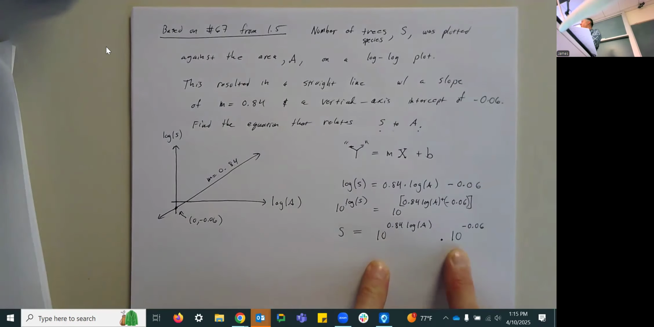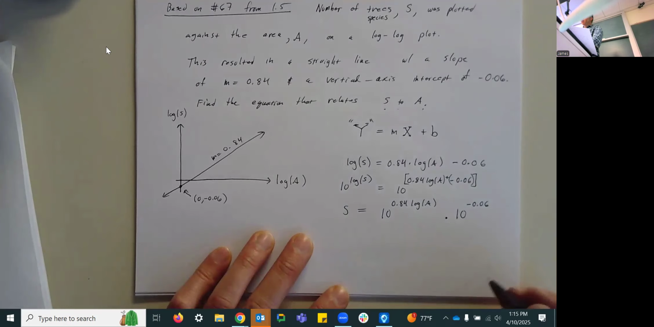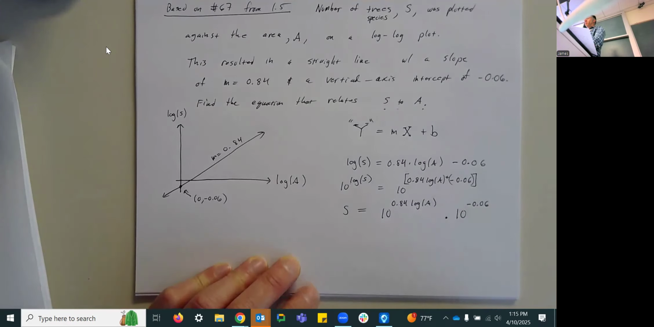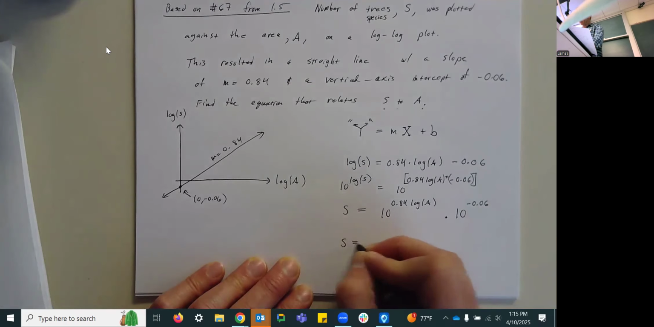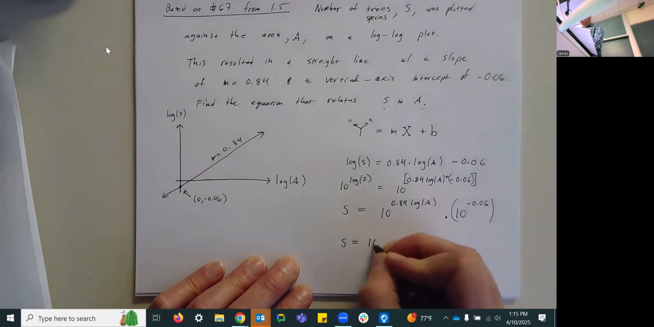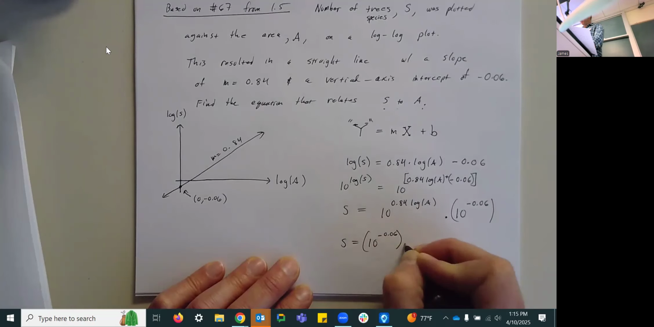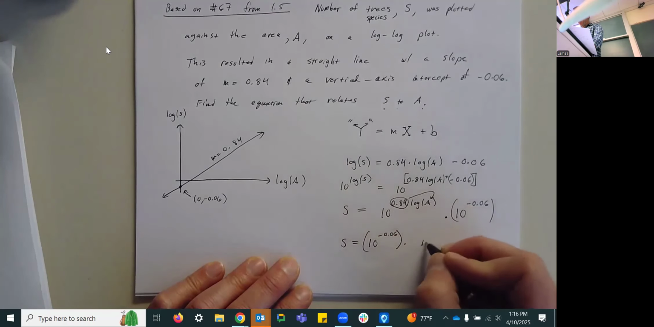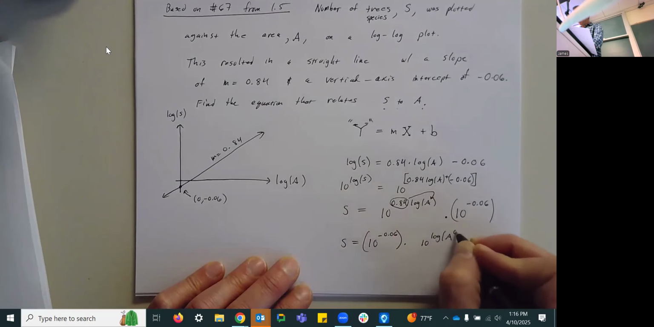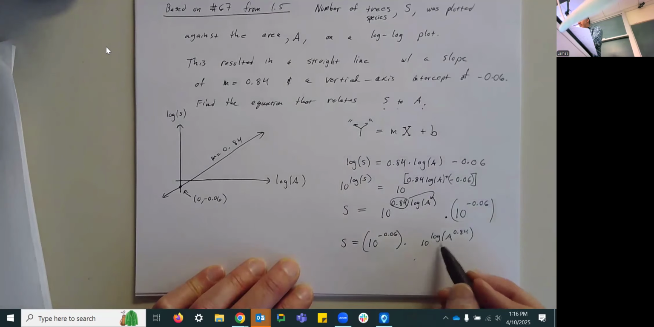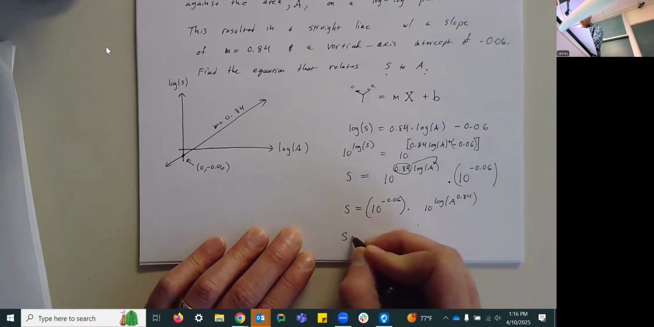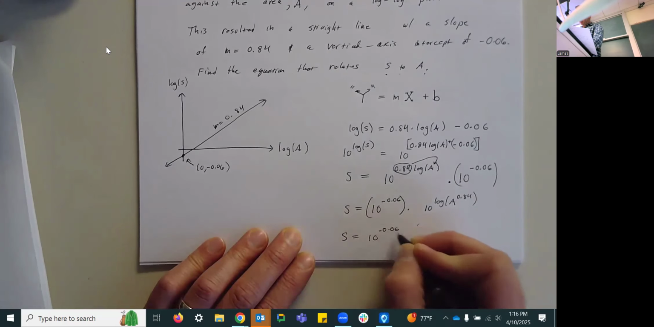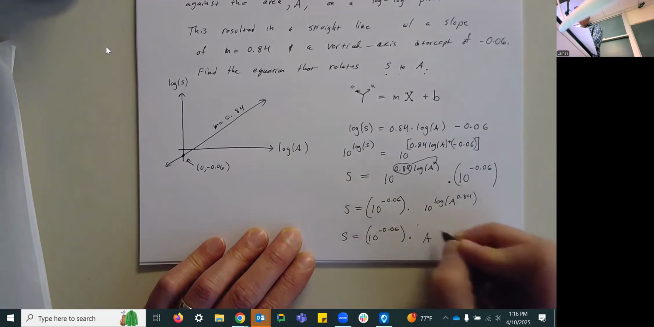Because if you were to multiply these back together, what would you do with the powers? You would add them. There's two more steps we take because often in web work, they'll give you a question like this and say, write your final answer without using any logarithms. I've got a logarithm still in my answer, so I have to fix that. So I'm going to write this as S equal to, I'm going to write this part first because that's just typical. I'm going to bring that 0.84 up as the power of A. So I'm going to write this as 10 to the log of A to the 0.84. And then finally, 10 to the log base 10 of something is just the something. So we get S equal to 10 to the negative 0.06 times A to the 0.84.